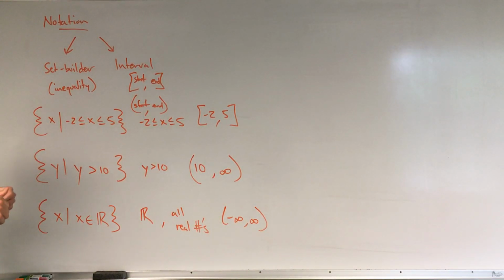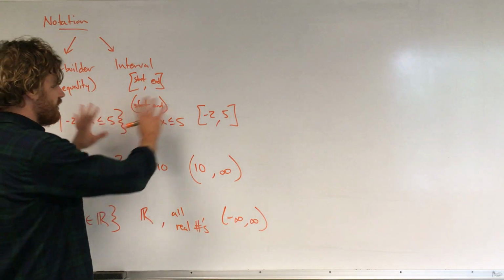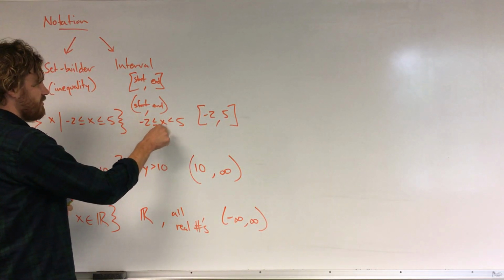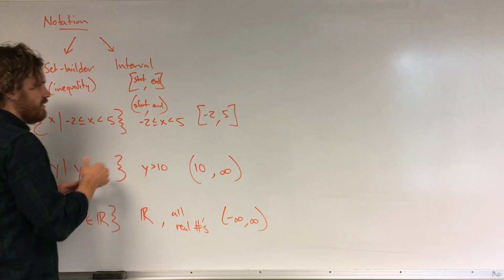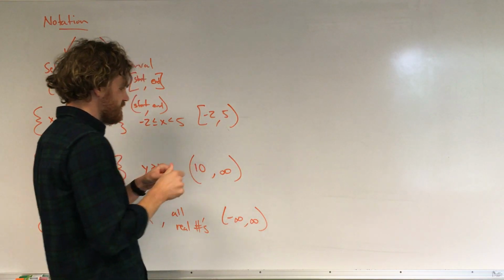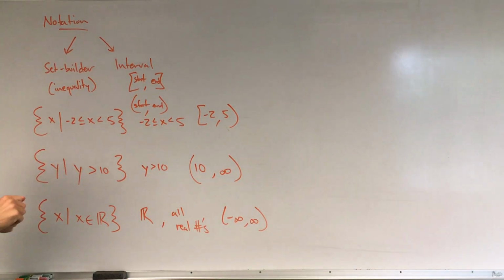Okay? So these are some ways to write different notation here. I'll just show you that if this were, say, just less than 5, then instead of a bracket, we would have a parenthesis. Okay? So that talks about some notation.